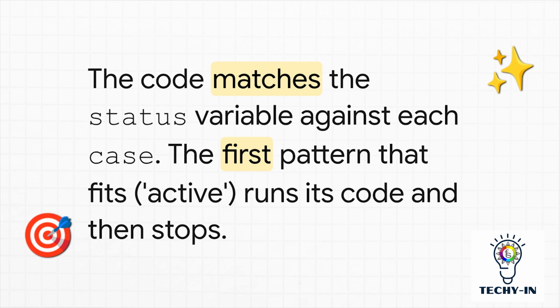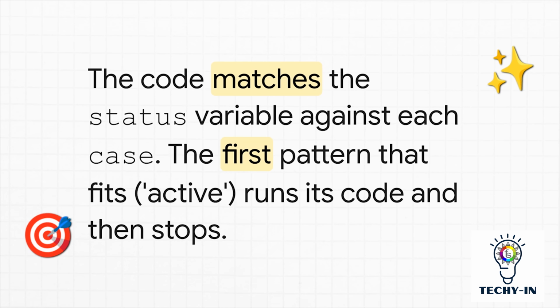Look at this structure. We start with match status, which basically tells Python, hey, this is the variable we're looking at. Then it just goes down the list. Does it match case active? If it does, it runs that code and the whole thing is done. If not, it moves on to case inactive. And that final case underscore, that's your catch-all. It's a safety net that handles any value that didn't match the other patterns.